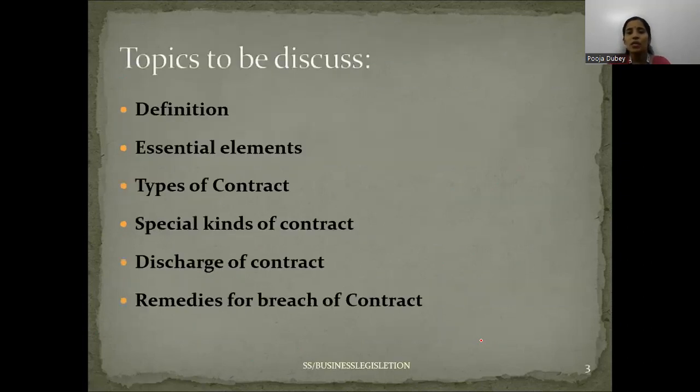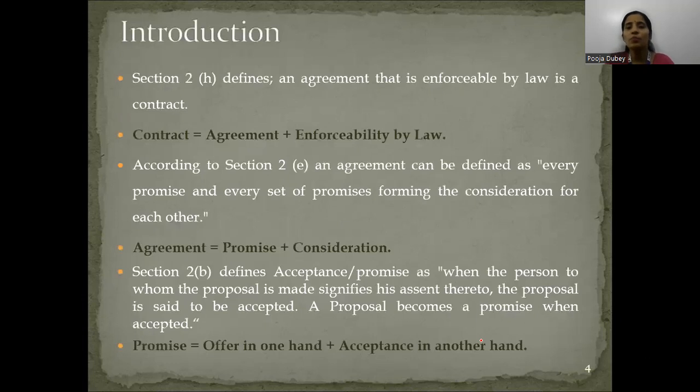related to partnership. Now, topics which we will discuss under this particular chapter: the definitions, essential elements, types of contract, special kinds of contract like bailment, pledge, indemnity, indemnifier, contingent contract, quasi contract, discharge of contract. There are two modes of discharge, one based on performance and another based on non-performance. Then remedies for breach of contract. What does it mean? If any of the parties is not fulfilling the obligation, then what remedies are available with the other party.